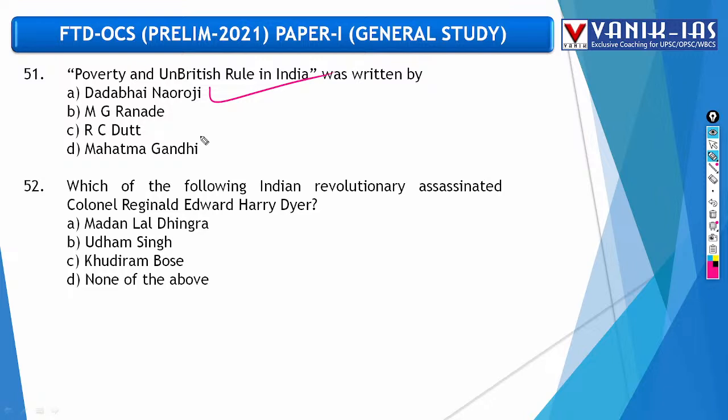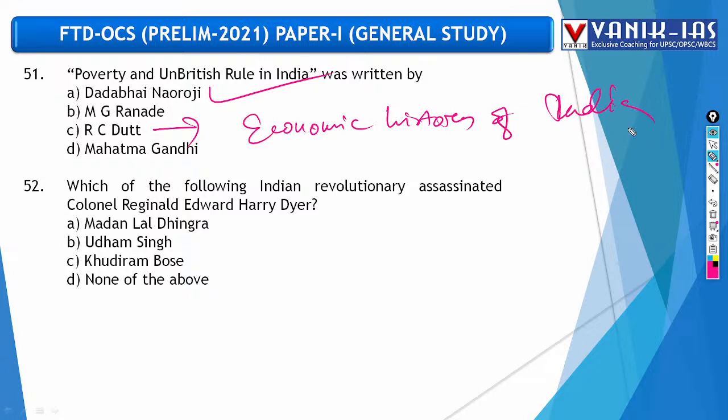Okay. R.C. Dutt was also an economist at the time. He has written the Economic History of India. The Economic History of India is written by R.C. Dutt, Romesh Chunder Dutt. Okay. Next.